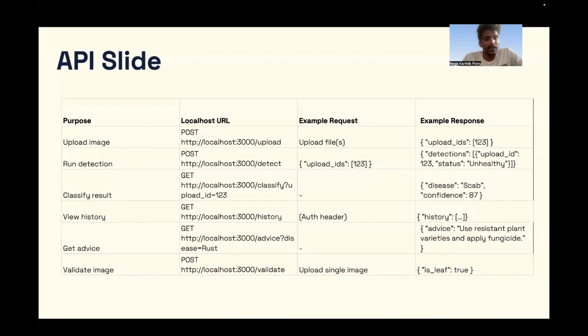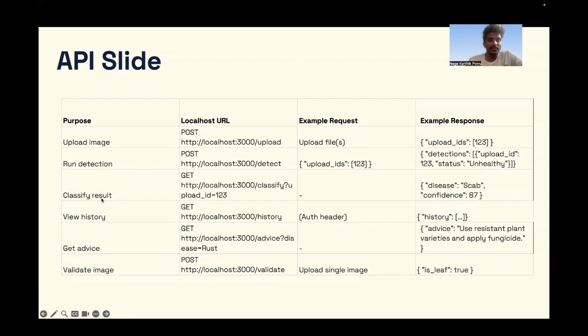And the next one, we are running a detection, and it will be a post request, detect. Here you can see the example request with upload IDs, and the detection is going on in the response. It will give you a status: if the image is healthy, it will say healthy, and if it is unhealthy, it will give the status as unhealthy.